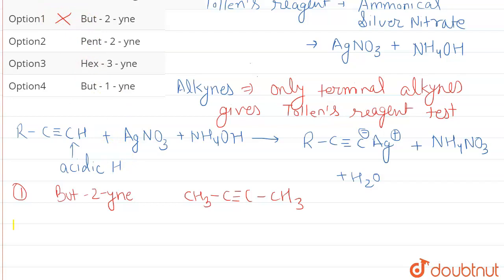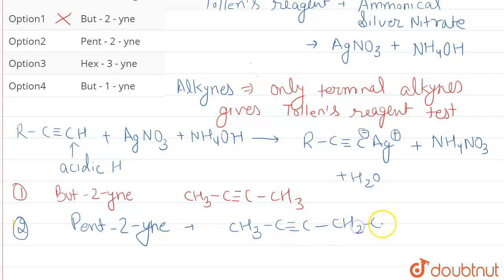And the second one here is pent-2-yne. In this case, the pent-2-yne is CH3-C≡C-CH2-CH3. It is also a non-terminal alkyne. So it is also not our answer.